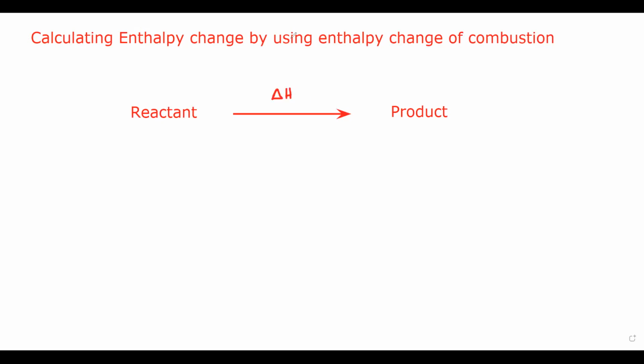So we use the concept that if we burn the reactant with the help of oxygen, or if we burn the product with the help of oxygen, as a result of combustion, what will it produce? There will be a common product. When the reactant is burned or the product is burned, there will be a common product. So using Hess's law, we can say the overall energy change is independent of the route or the path we follow.